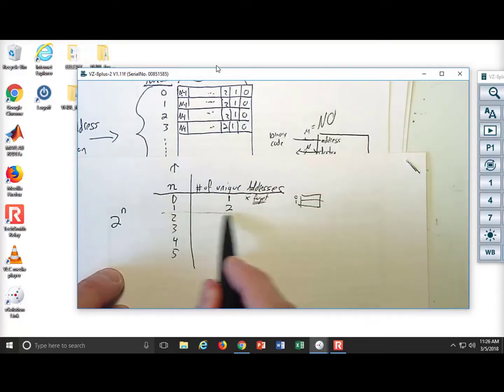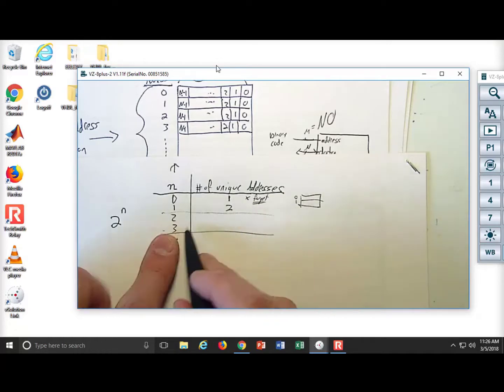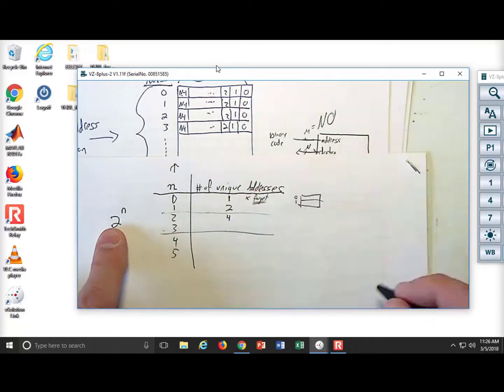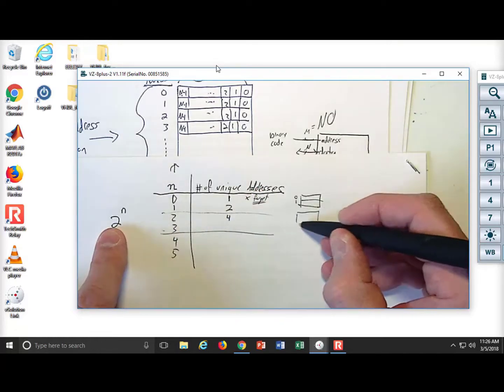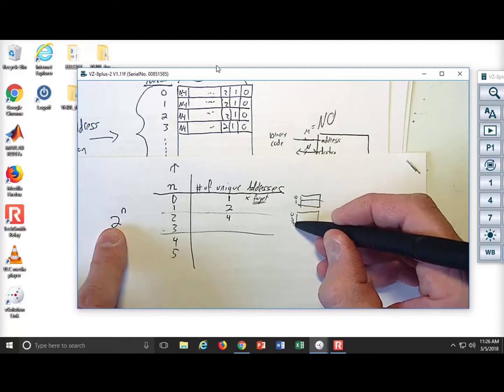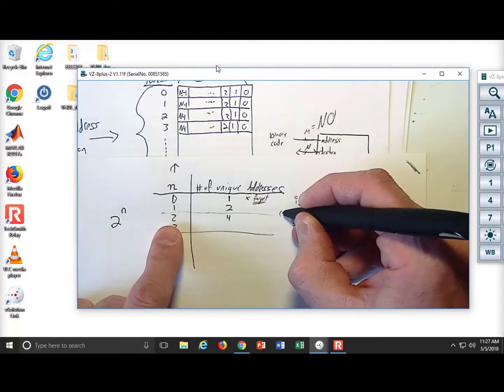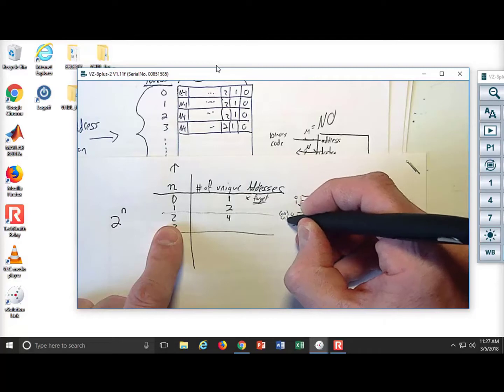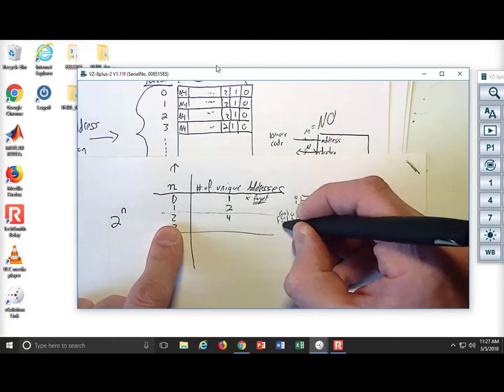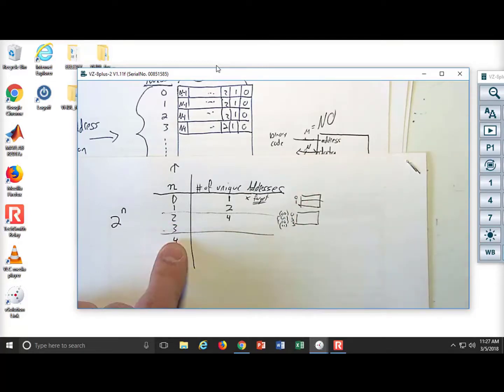What if I had 2 bits? I'd have 2 to the 2. I'd have 4 unique addresses. So my system would now look like this. I'd have 0, 1, 2, 3. Yes, they're the binary code. All right, that's pretty cool. Let's go to the next one.